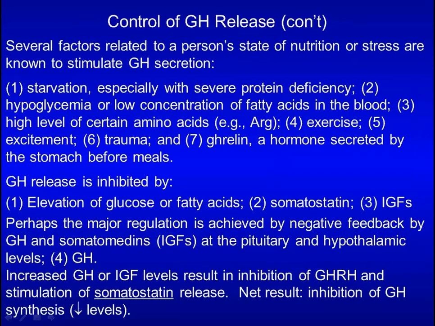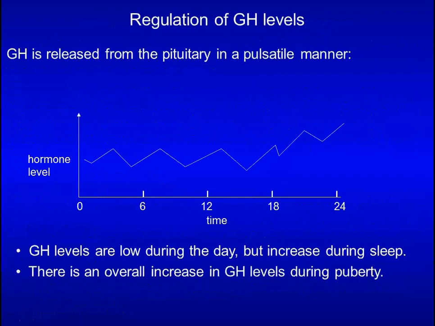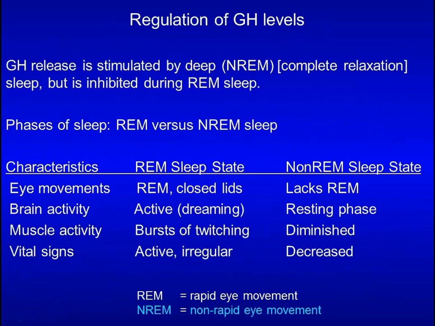Factors that control growth hormone secretion are summarized in this slide. This chart shows you growth hormone levels are lower during the day but higher during sleep. There's an overall increase in growth hormone levels during puberty. Growth hormone release is stimulated by deep sleep. Deep sleep is also called non-rapid eye movement sleep.